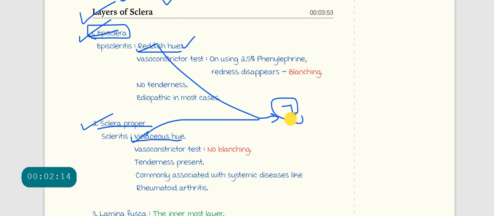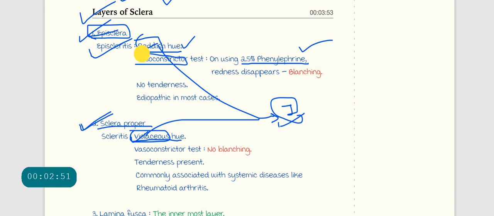So how are we going to diagnose it? If there is inflammation in the episclera, it would be reddish in appearance, and if the inflammation is in the sclera proper, it would be violaceous in appearance. What we do is use 2.5% phenylephrine. What is phenylephrine going to do? It is going to vasoconstrict the blood vessels which are supplying the episclera.